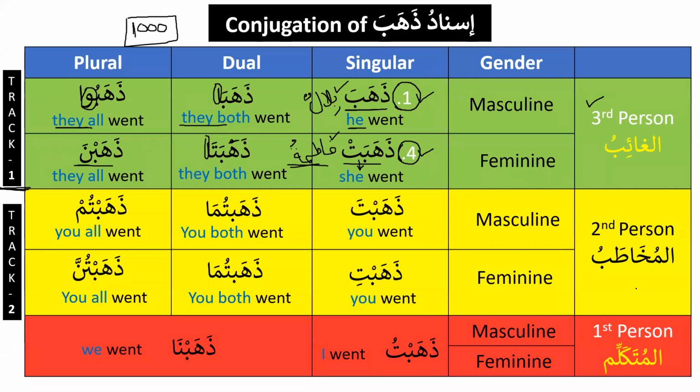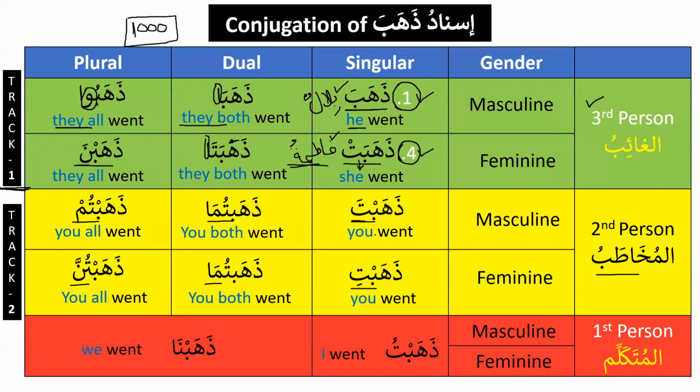So the second person is called al-mukhatab. The second person masculine will be dhahabta, you went, dhahabtuma, you both went, and dhahabtum, you all went. And for the feminine, it will be dhahabti and dhahabtuma and dhahabtunna. Here the doer is ta, and here it is tuma, and here the doer is tum, and here the doer is ti, and here is tuma, and here the doer is tunna, or in fact noon.